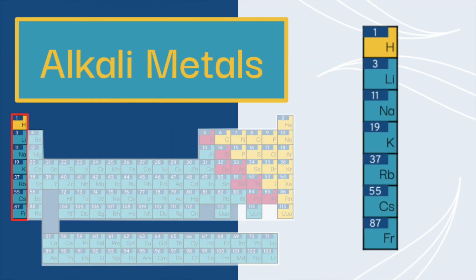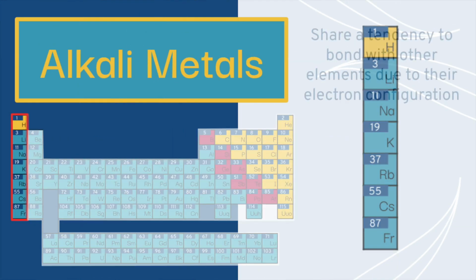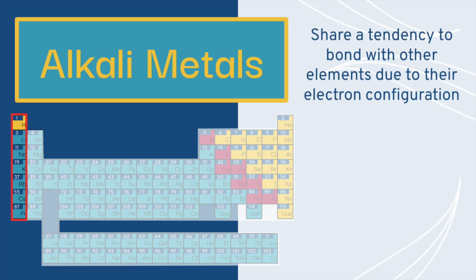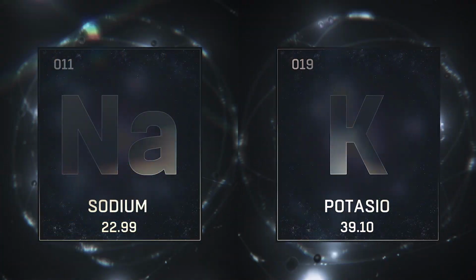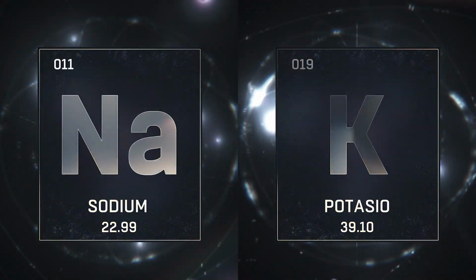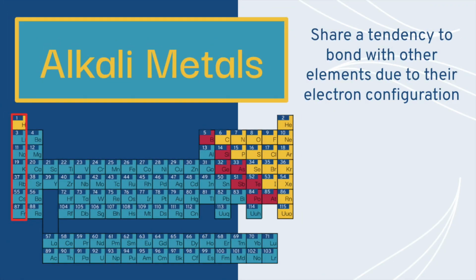Alkali metals are the family in the column to the far left. These metals share a tendency to bond with other elements due to their electron configuration. They include metals like sodium and potassium, which are very explosive due to this tendency. This family of elements is soft with low densities.